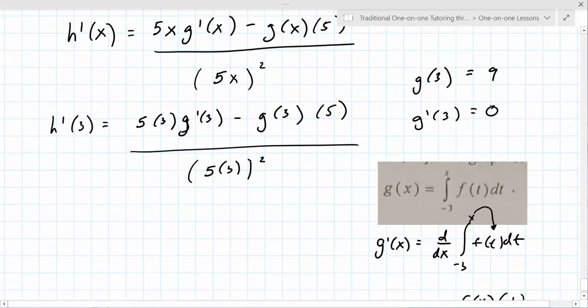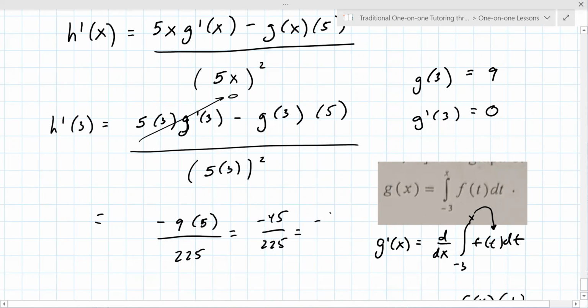Okay. Definitely would not have expected you to know that in this class. So that takes care of this first one. That one just goes to 0 now. Okay. And then you're just plugging in numbers. It's -9 times 5 over 15 squared, 225. So -45 over 225 is -1/9. No. 8th. I don't know. That's not right.